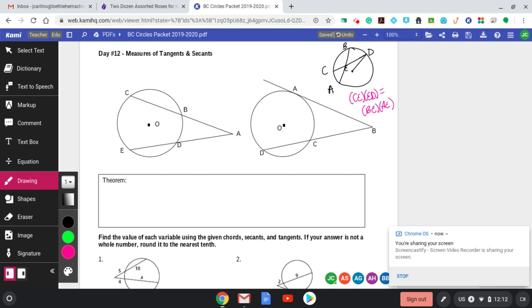All right, now we're on to how to find the measures of tangents and secants, the other different lines in a circle that we can measure. I'm going to make this pretty easy for you guys here. The theorem's going to be: whole times external equals whole times external.